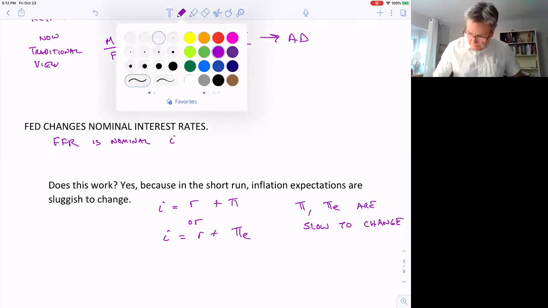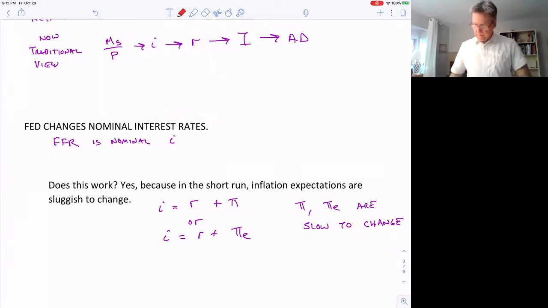So if inflation is very slow to change, I'll just put a bar over it, saying it's essentially fixed in the short run, the very short run. That means that if the Fed is able to lower the nominal rate, then the real interest rate is going to have to fall too, because inflation is not going to change. And likewise, if the Fed raises the nominal rate, then it's got to change or raise the real interest rate also.